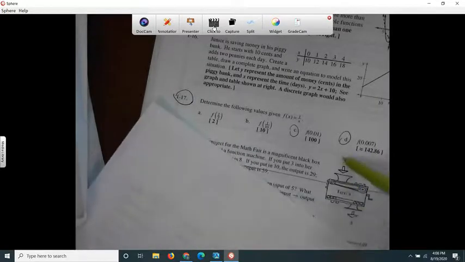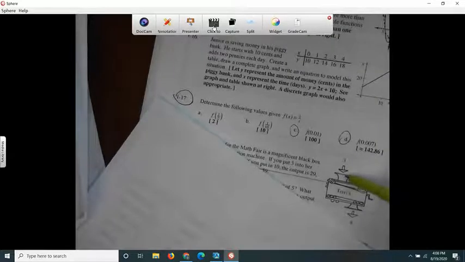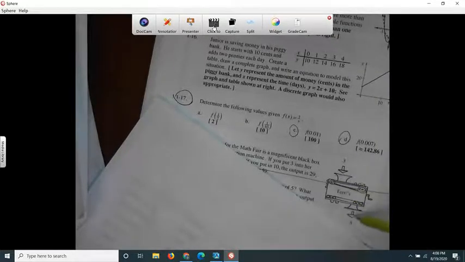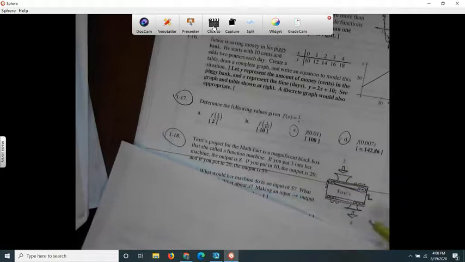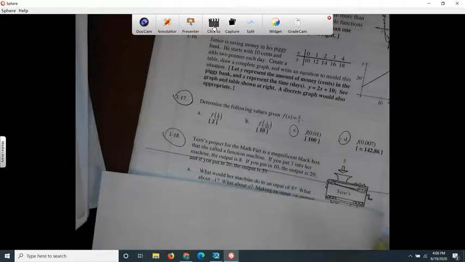So they're calling these function machines. You put in your input here, it does something to it, and it spits an output out. It's doing some operation, usually adding, subtracting, multiplying, or dividing, on the 3 and giving you an 8. And then they give you these other things. These are just ordered pairs, really. So I just write them down like this.